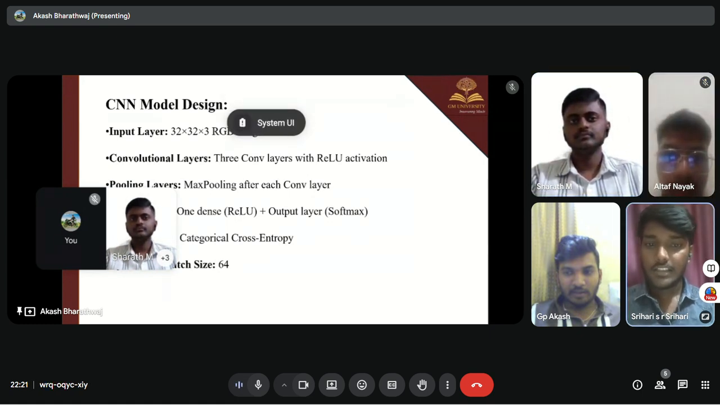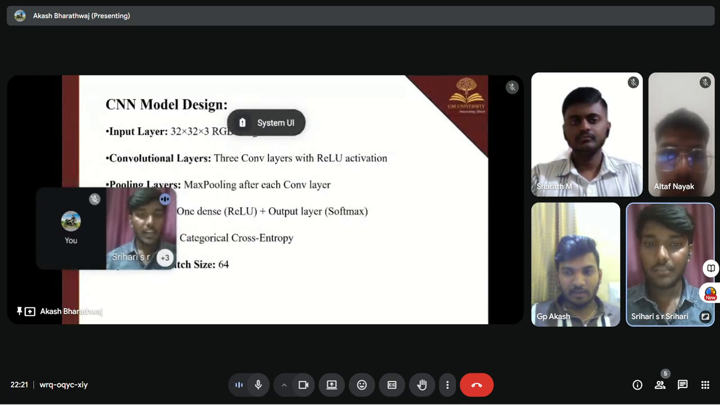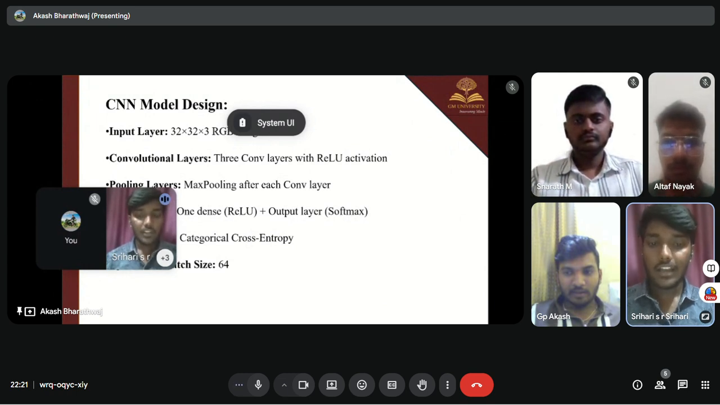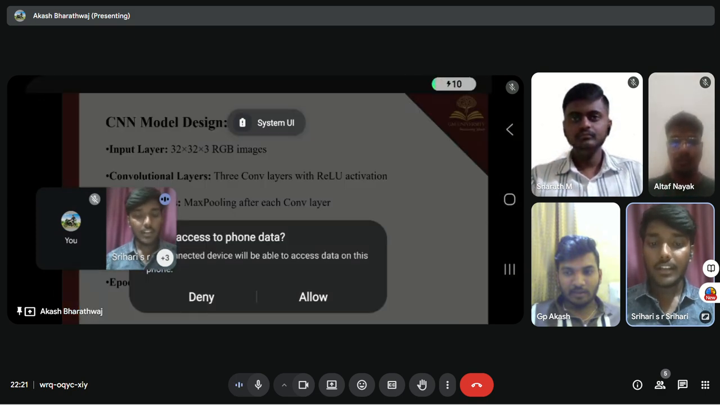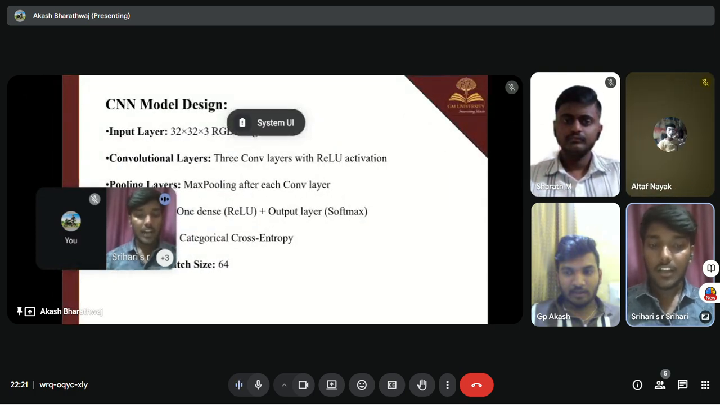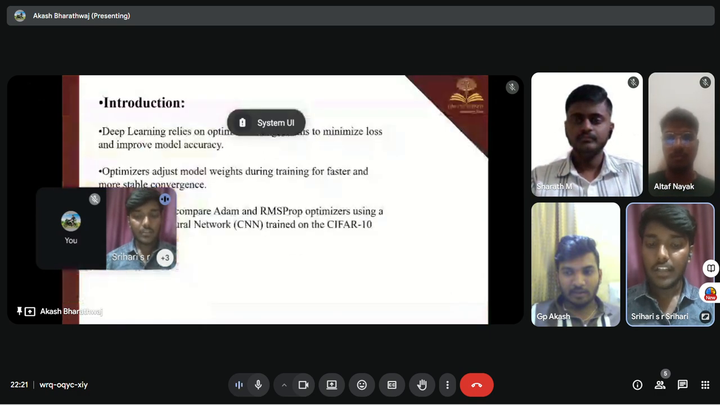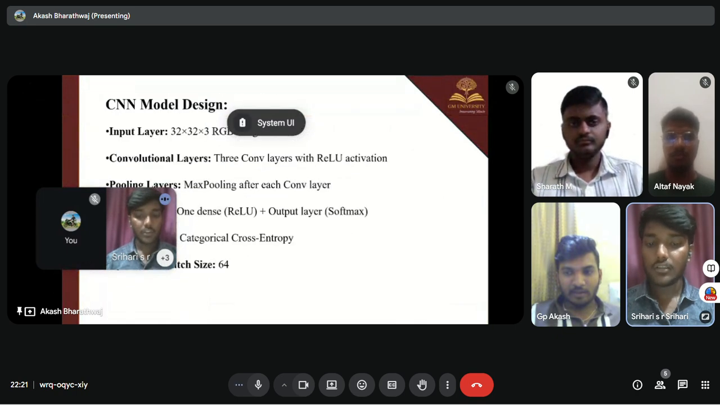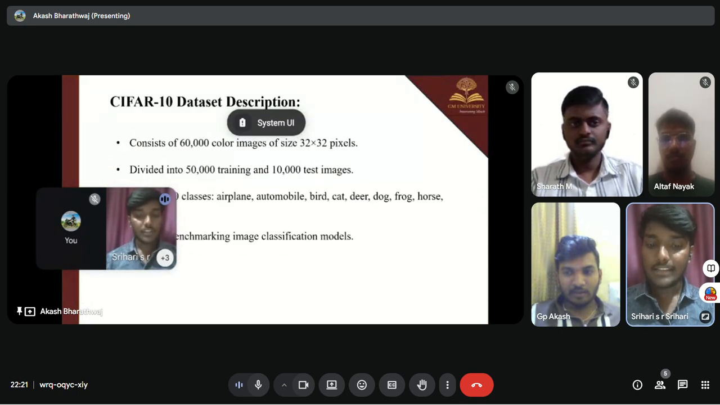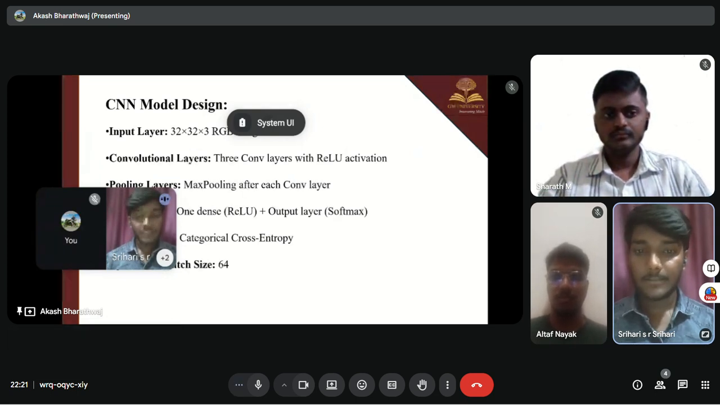Thank you, Altaf. In the CNN model design, the input layer takes 32 by 32 by 3 RGB images. For the convolutional layers, there are 3 conv layers, each using ReLU activation, and pooling layers. Max pooling is applied after each convolutional layer, followed by dense layers. One dense layer with ReLU activation is followed by an output layer using softmax. The loss function is categorical cross entropy, and training uses 10 epochs with a batch size of 64. Next slide.